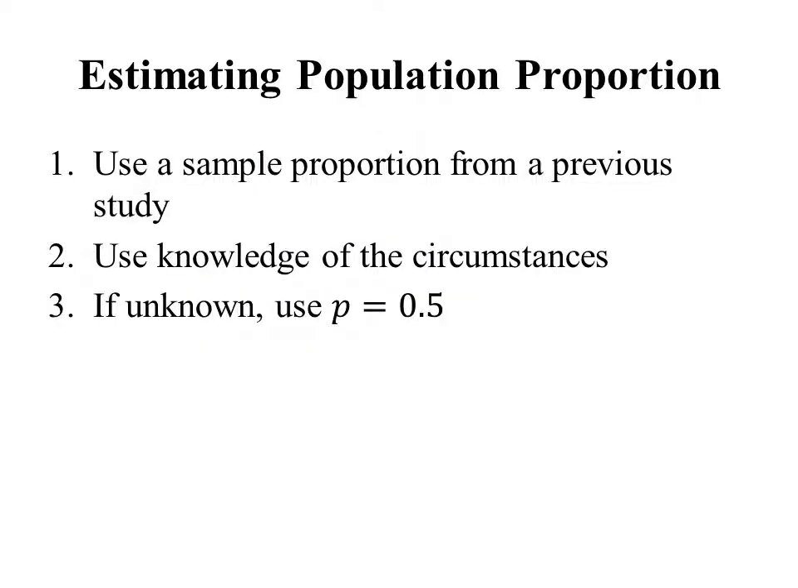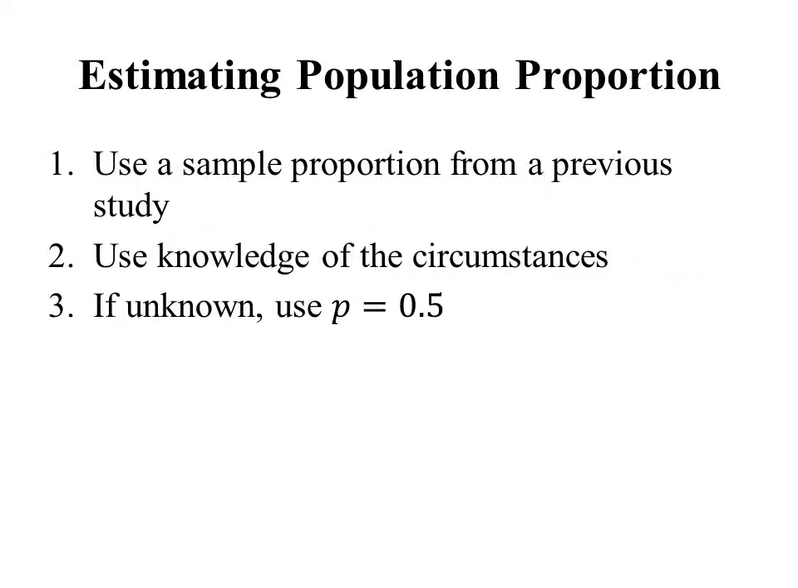So now, in order to use this formula, we need an estimate of the population proportion. And in order to do that, there are at least 3 ways that we could estimate it. We could use a sample proportion from a previous study. So we could use some information that we already know from a previous study, or maybe from a different population, kind of like what we did in the previous example.